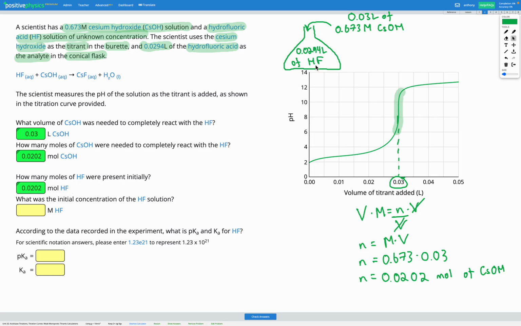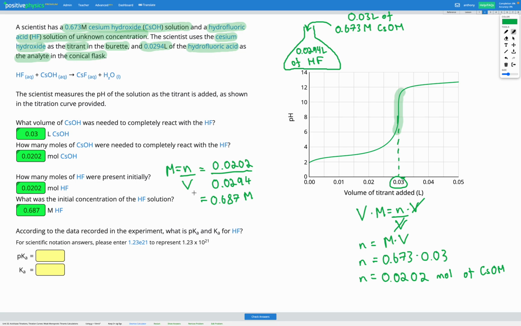So we know how much volume we had of hydrofluoric acid initially. Now we know how many moles were present, so we can use that to figure out the initial concentration. Again, using our molarity equation, molarity equals the number of moles divided by the volume. It's already arranged for molarity, so we can put in the number of moles we just found, which was 0.0202, divided by the volume given in the question, which was 0.0294. If we put that into a calculator, we're going to get out a molarity of 0.687 molar. Awesome. So we figured out the concentration of the HF solution.